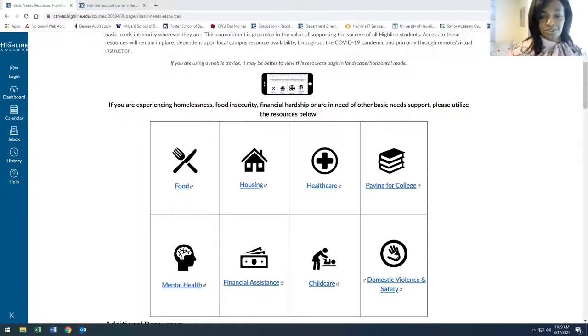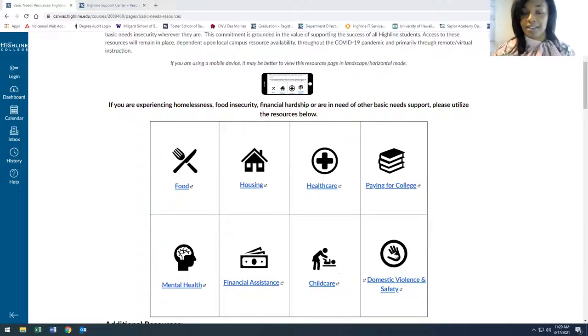For question number two, a student reaches out via email to let you know they won't be able to attend the last Zoom class because they were involved in a domestic violence situation. I think definitely the domestic violence safety icon, that link there is sort of the perfect one, but it may be helpful to also share all of them.